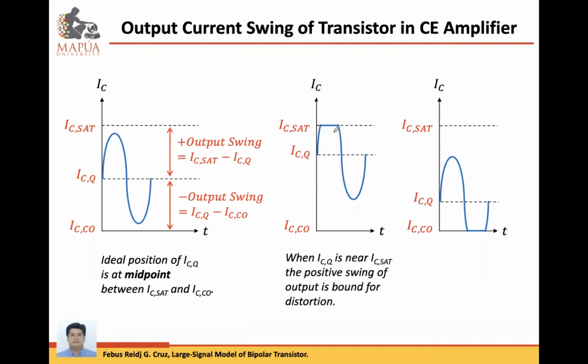So when the ICQ is near the IC saturation, the positive swing of the output is bound for distortion. While when the ICQ is near the IC cutoff, the negative swing of the output will be prone to distortion.